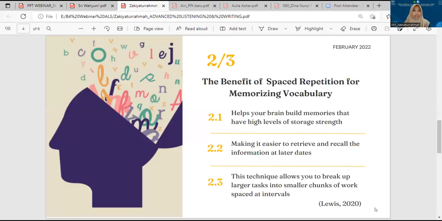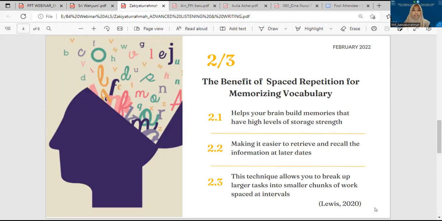Let's move to the second section. It's about the benefits of spaced repetition. For the first, spaced repetition helps your brain build memories that have high levels of stored strength, increases the time spent actively rehearsing a memory in your brain rather than passively consuming information, and allows for consolidation of new information with old related knowledge that has already been stored in long-term memory.